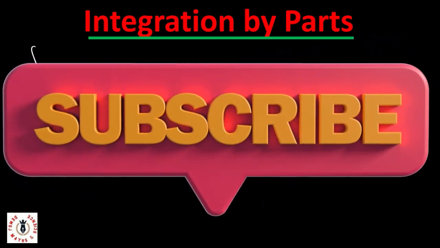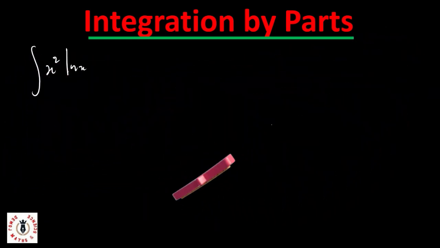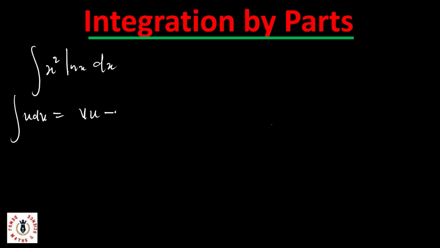Now, if you have a function like this, a first example, x squared ln x dx. This is known as integration by parts or integration of a product. We'll use our formula that says the integral of u dv is the same thing as uv minus the integral of v du. Now, the first thing we must do when we have this kind of problem is to identify which will be u and which will be dv.